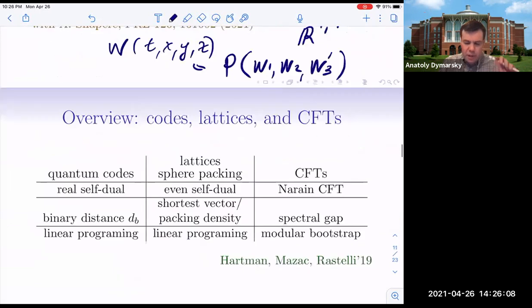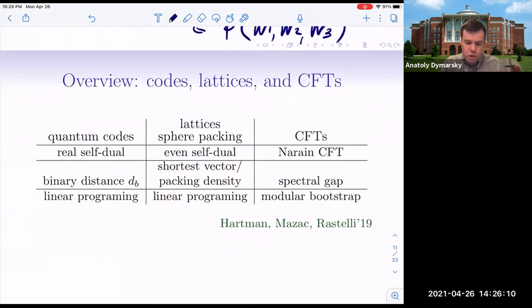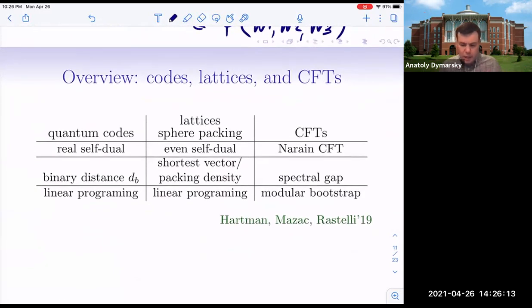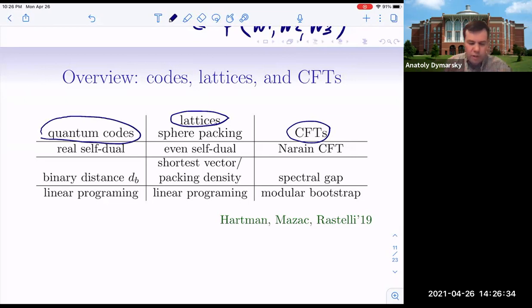Okay, so these are some preliminary conclusions. We have different objects. We have CFTs, we have lattices, and lattices are closely related to the problem of sphere packing. If you have a lattice, for each vector of the lattice, you can put a sphere of maximal size and you will produce a sphere packing. And also you have quantum codes. Well, you can have classical codes, but let's have quantum codes. And then all those three things go in parallel.